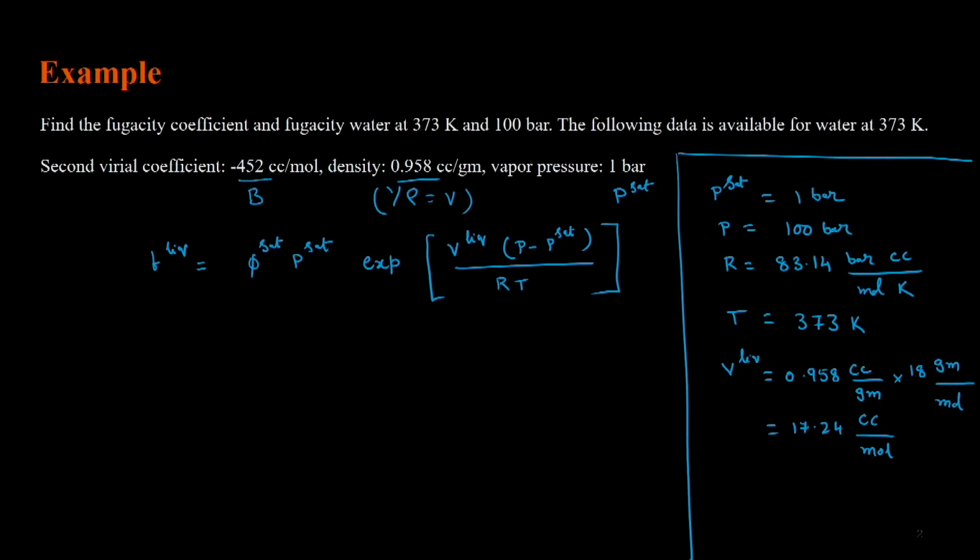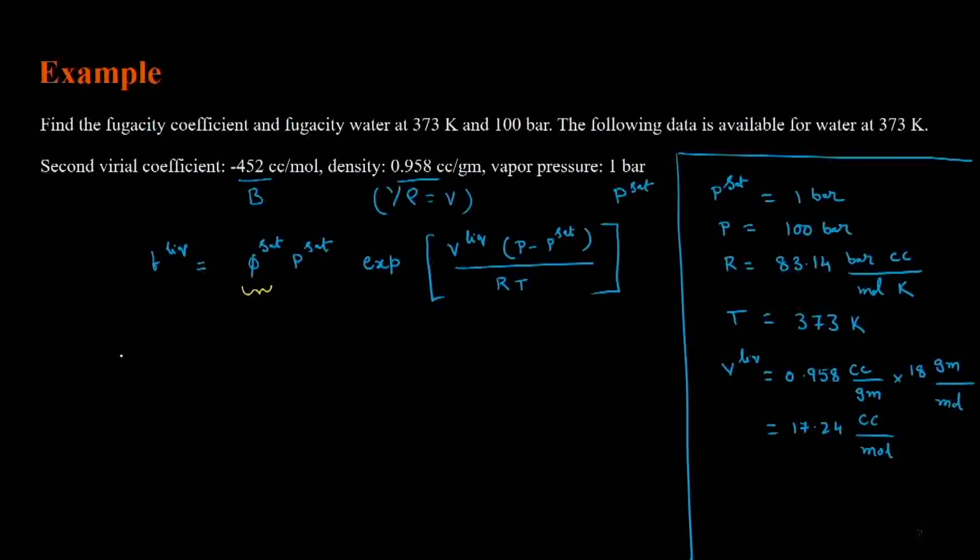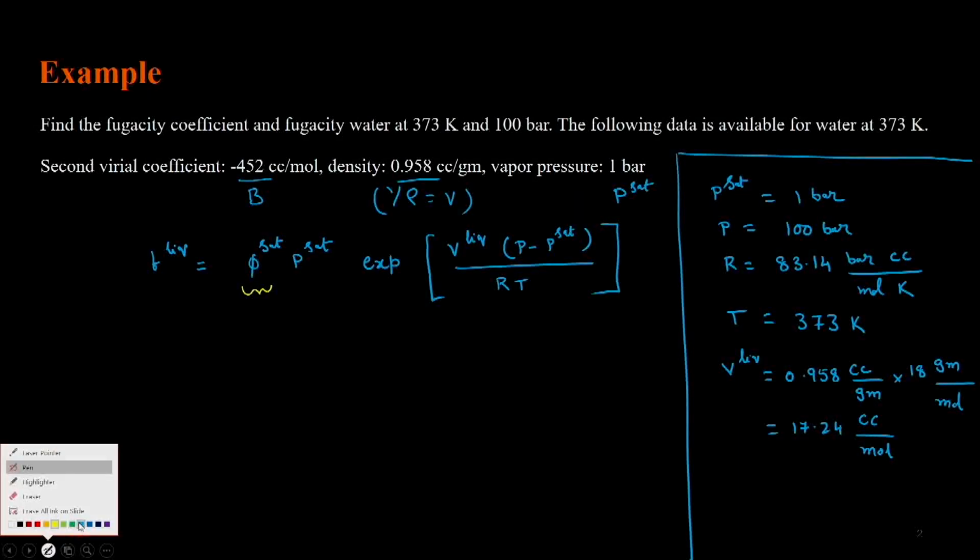The only thing that is missing on the right hand side of this equation is the saturation fugacity coefficient. How do we get it? If you recall, we said at the saturation condition, because we are at equilibrium between the vapor and liquid phases, the fugacity of the liquid will be equal to the fugacity of the vapor, which we are calling the saturation fugacity coefficient. So what we will do is use the vapor phase and the second virial coefficient to estimate the fugacity coefficient in the vapor phase, and we'll use that value for the saturation condition.